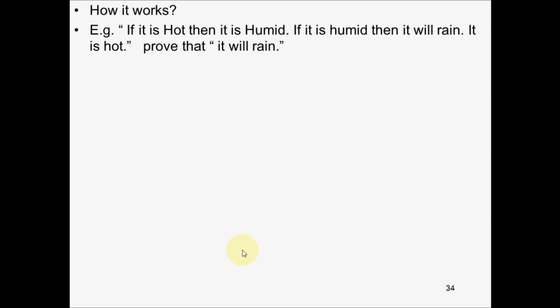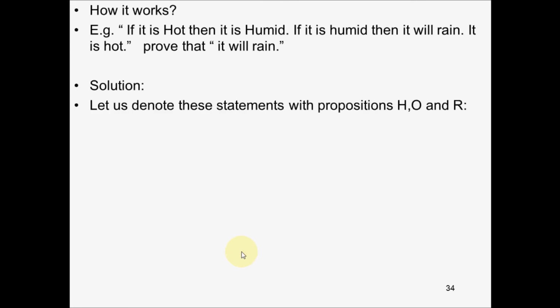I will be using three propositions. Let us denote these statements using propositions H, O and R. Let H be the proposition that it is humid. Let O be the proposition that it is hot. And there is another proposition which is required, it will rain. So let R be the proposition that it will rain.